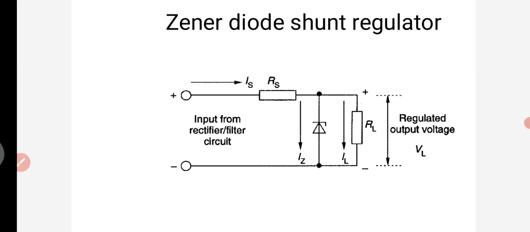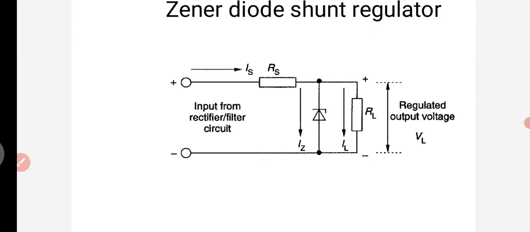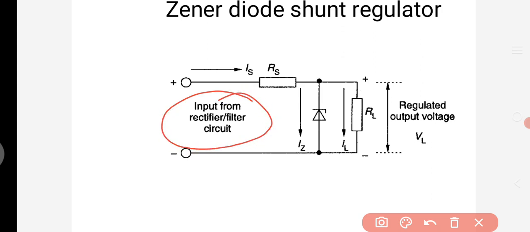So the input for this regulator is the output from either a rectifier or a filter circuit. That means the input given to this regulator circuit is from either a rectifier circuit or a filter circuit. Here the diode will be connected in shunt to the load. So that's why it is called a Zener diode shunt regulator.